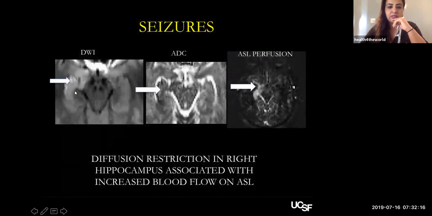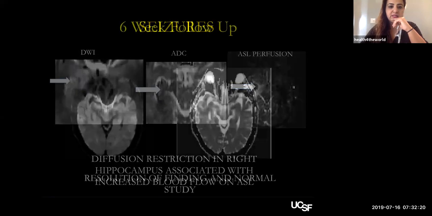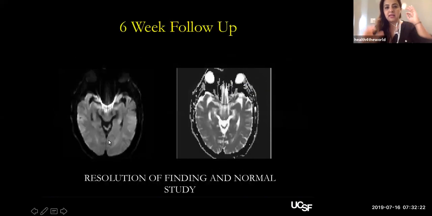So here, this is just a zoomed in picture of the diffusion restriction and increased blood flow on ASL. So ASL can be super helpful. The good thing is, if you don't have ASL, you can still make the diagnosis of seizures, because the seizure-related excitotoxic injury in the brain is transient.